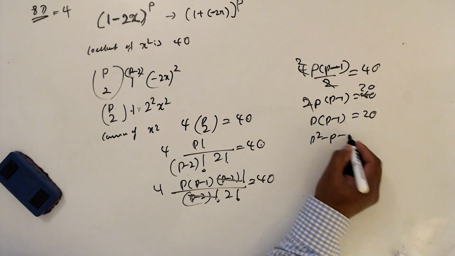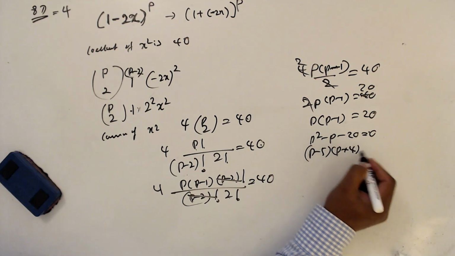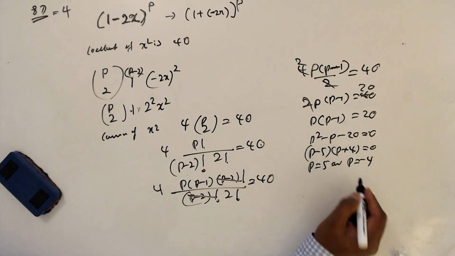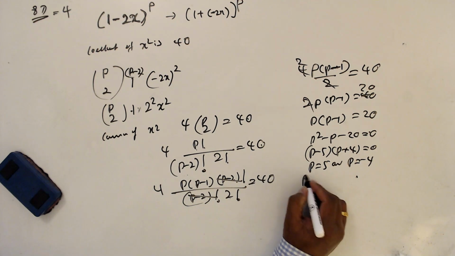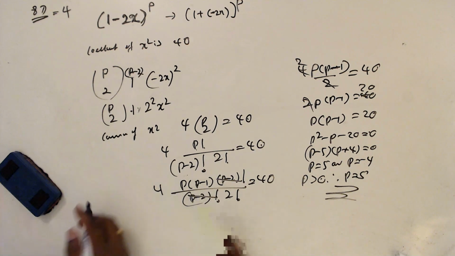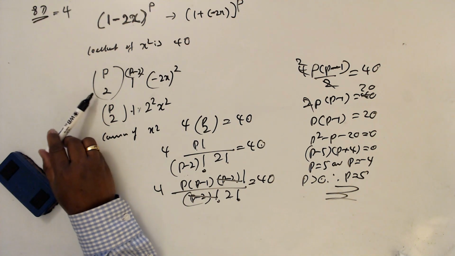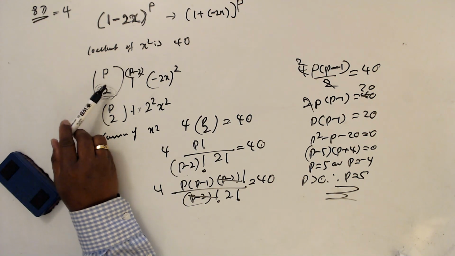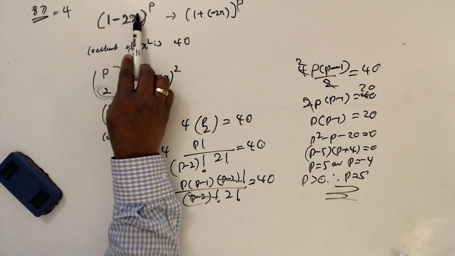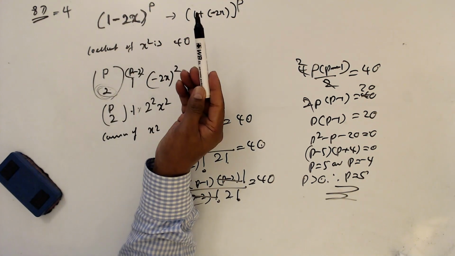p square minus p minus 20 equals 0. p minus 5, p plus 4 equals 0. So p equals 5 or p equals minus 4. But given that p is greater than 0, hence p equals 5. When I write the coefficient of x square, this is the p2. This is the easy way. But it is only valid when the power of x is 1. If it is 2 or any other power, it's not going to work.